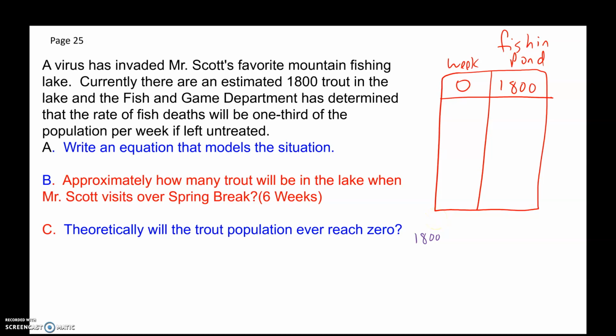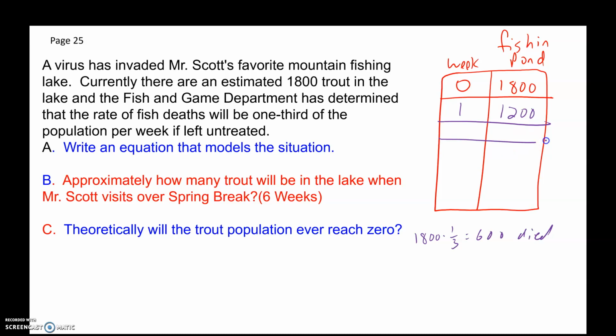You can do this in your head or use your calculator. I figure a lot of you will use your calculator. 1,800 times 1/3 gives us 600. So 600 died in the first week. So that means that 1,200 were left.